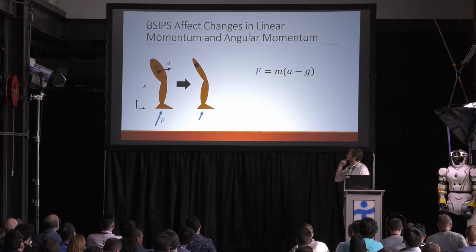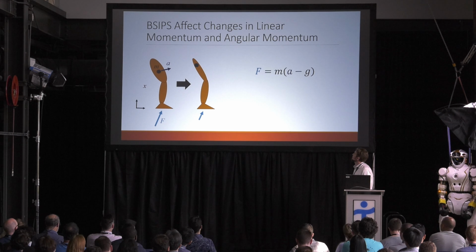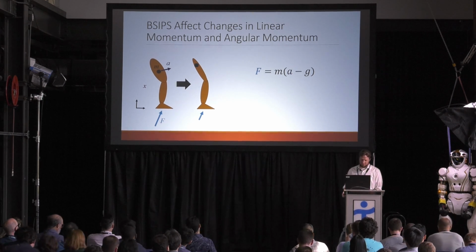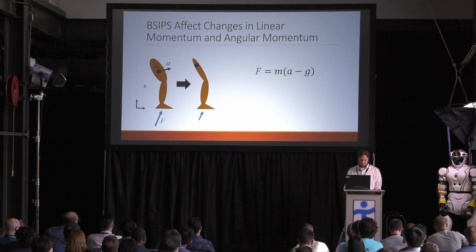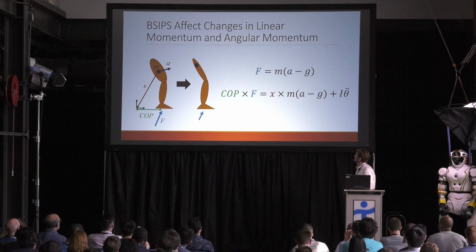Following a similar principle, if you change the center of mass location of the thigh segment, you're going to reduce the moment arm and change the acceleration of it, and that will also reduce the ground reaction force. Now this analysis focused mainly on linear momentum. One thing it did not examine was how BSIPs affect changes in angular momentum.